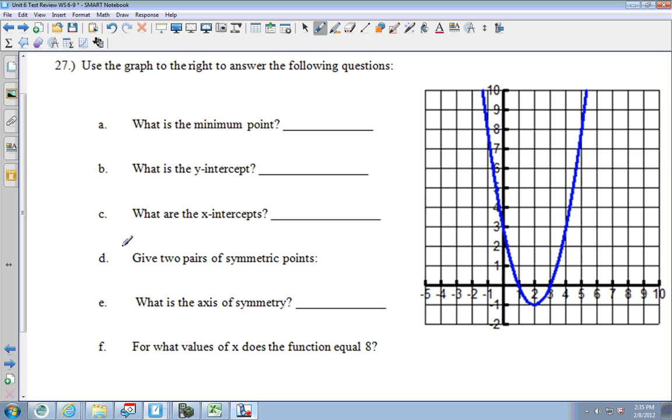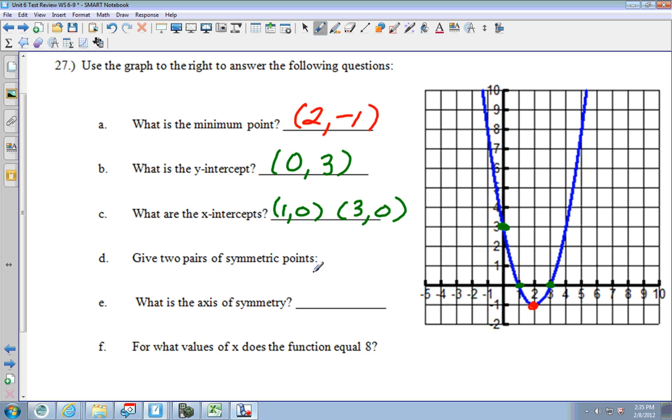The next one, it says using the graph at the right, answer the following questions. First off, what is the minimum point? The minimum point down here at the bottom is right here, which is 2, -1. What is the y-intercept? The y-intercept right here is this point, which is 0, 3. The x-intercepts are here and here, so that is 1, 0 and 3, 0.